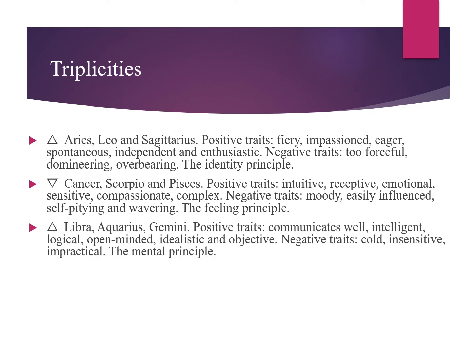Next is the triplicity of air, which is Libra, Aquarius, and Gemini. Positive traits and aspects of these 3 signs can include being very proficient in communication, being intelligent, logical, open-minded, idealistic, and objective. On a negative side, they could be rather cold, they could be insensitive or impractical. And these 3 signs really represent the mental principles, what we think about, and what we focus our thoughts and our intentions on.